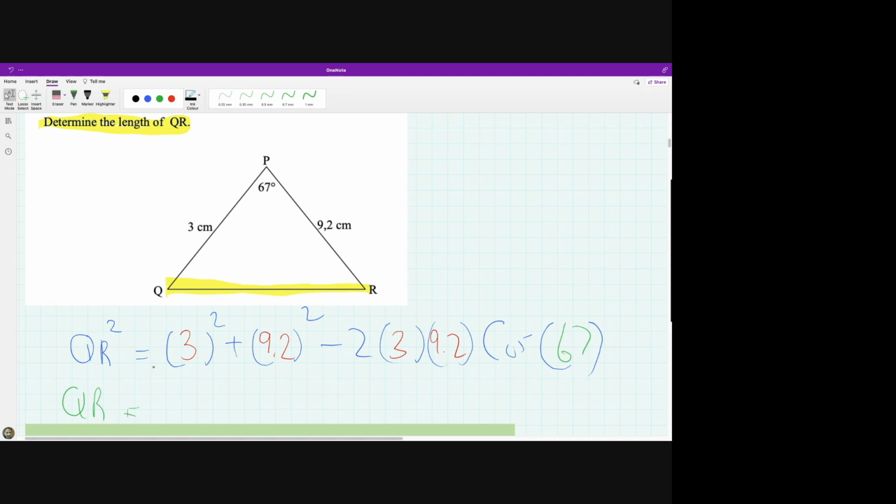So pop that in your calculators and tell me what do you get for the length QR.